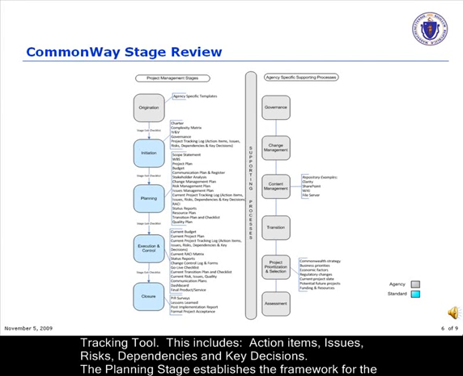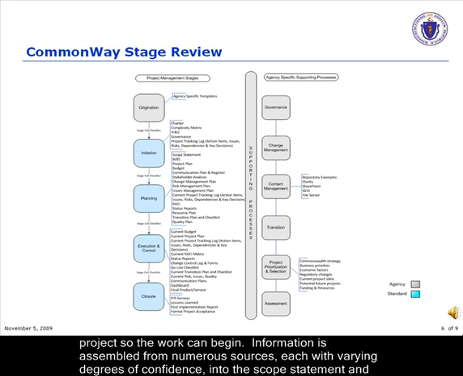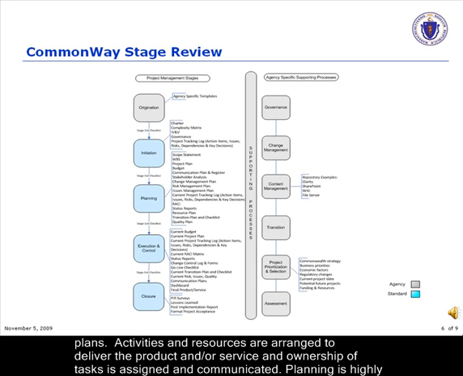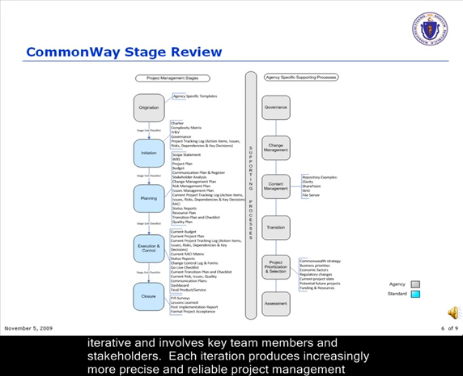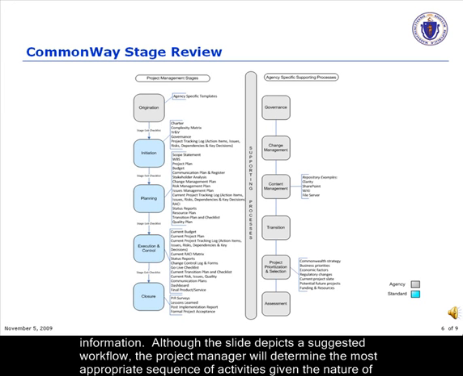The planning stage establishes the framework for the project so the work can begin. Information is assembled from numerous sources, each with varying degrees of confidence, into the scope statement and plans. Activities and resources are arranged to deliver the product and/or service, and ownership of tasks is assigned and communicated. Planning is highly iterative and involves key team members and stakeholders. Each iteration produces increasingly more precise and reliable project management information.